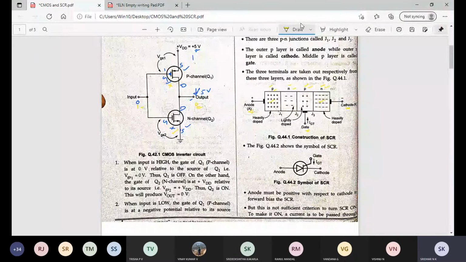So with this, what we can identify is that there are 3 junctions, correct? The junction between this P and this N is junction J1, the junction between this N and this P is junction J2, and the junction between this P and this N is junction J3. That means it is a 3 junction device: J1, J2 and J3. If you look at the symbol, the symbol looks like this. So this is the construction of SCR.